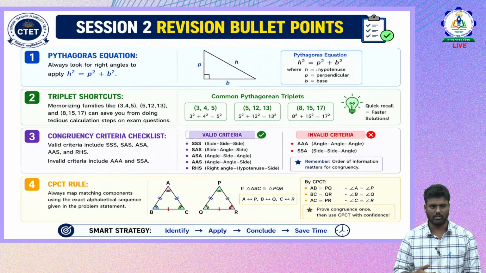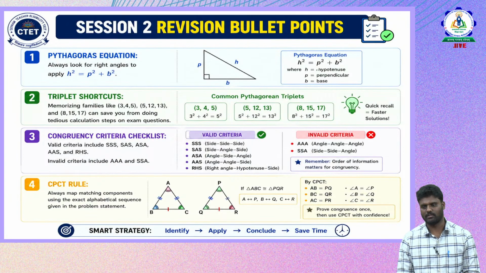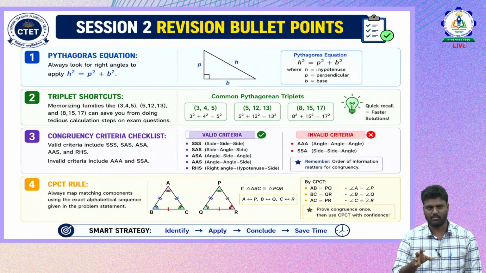Also try to remember the triplets as shortcuts. If you know the basic triplets of the Pythagoras theorem, we can save time when solving the questions based on the Pythagoras theorem. Such as the triplets 3 4 5, 5 12 13, 8 15 17. Most of the questions are asking based on these triplets only.